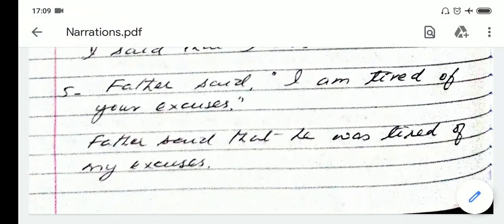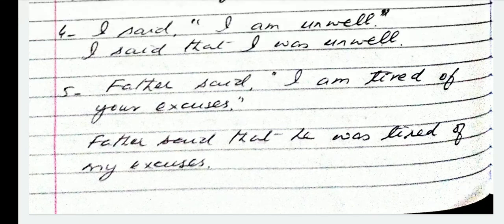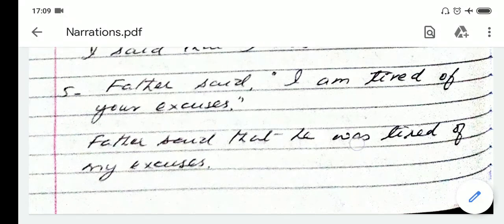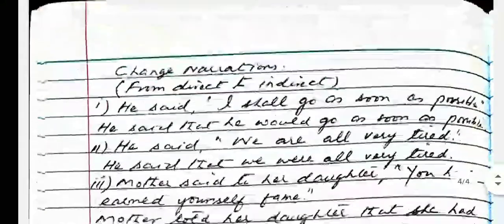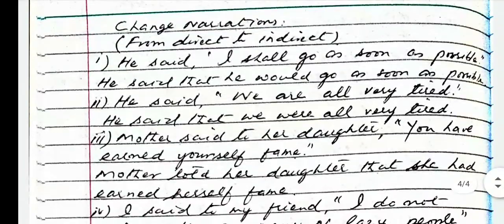Father said, "I am tired of your excuses." Father said that he was tired of my excuses. You will change the pronouns accordingly as well. Am will change into was because the reporting speech is in the past tense, so the simple present tense will change into simple past tense. Then I have some more examples for you to better understand the narrations.